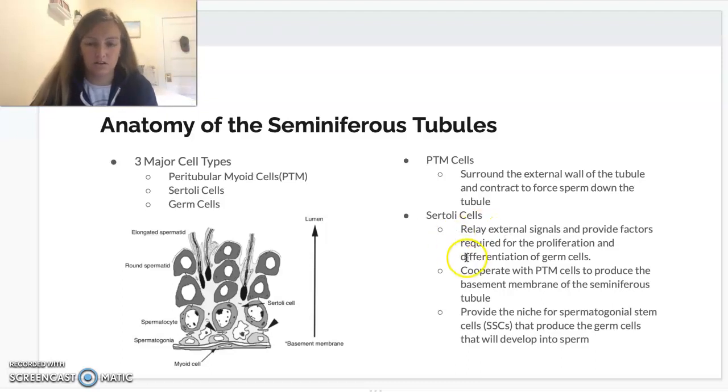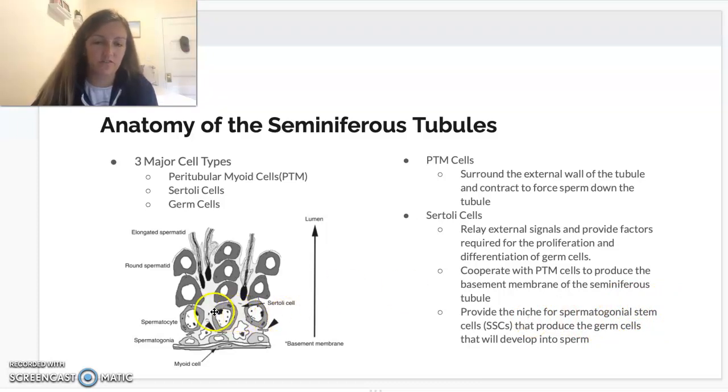The Sertoli cells, in contrast, relay external signals and provide factors that are required for the proliferation and the differentiation of the germ cells. They cooperate with the PTM cells to produce the basement membrane, or that surrounding layer of the seminiferous tubules. They provide the niche for spermatogonial stem cells, and that produces the germ cells that will eventually develop into sperm.